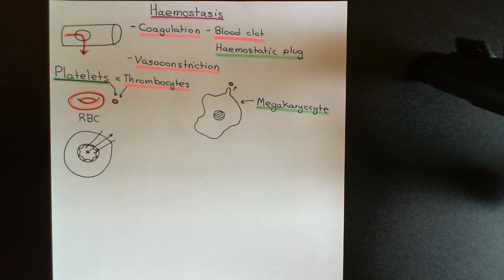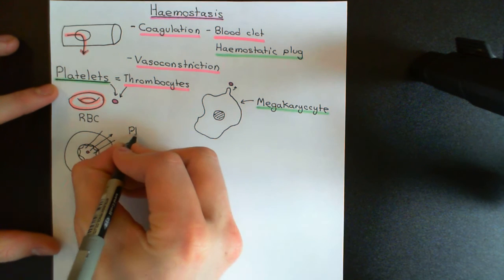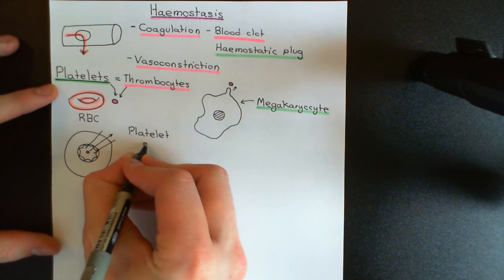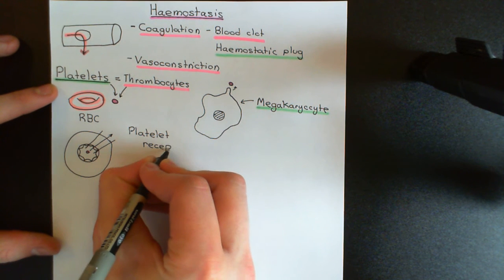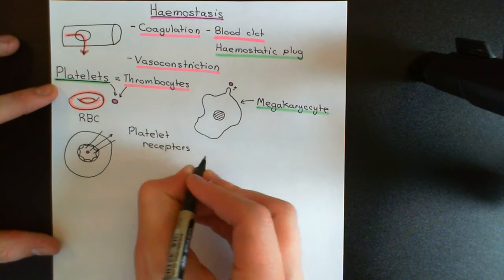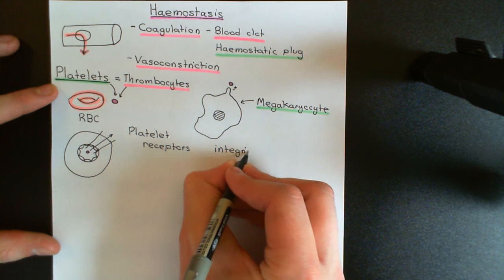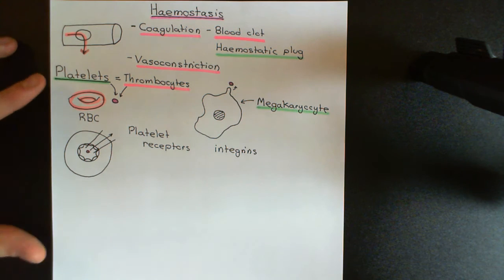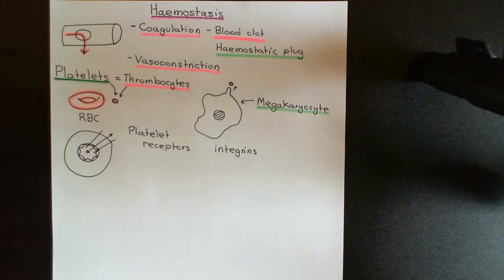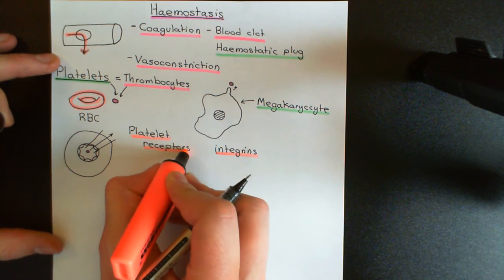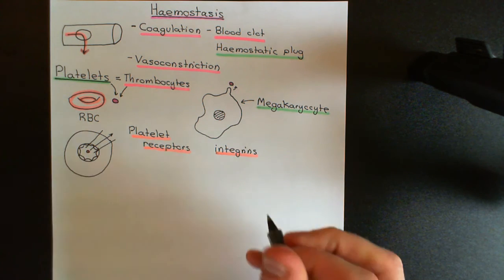So platelets on their surface have receptors, okay, which are called platelet receptors. And these platelet receptors mainly belong to the family of receptors known as integrins. So I'll just give you a little bit of a talk about integrins. Integrins are a family of cell adhesion molecules, okay, and they are made up of two different types of protein, an alpha chain and a beta chain. So after I've just underlined these words, I will draw a picture of an integrin.